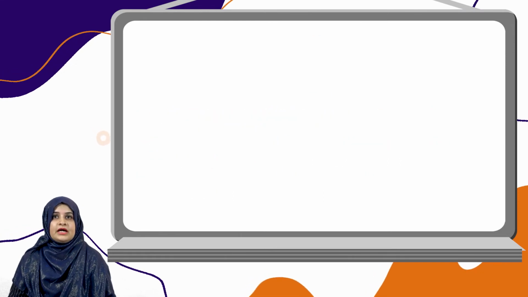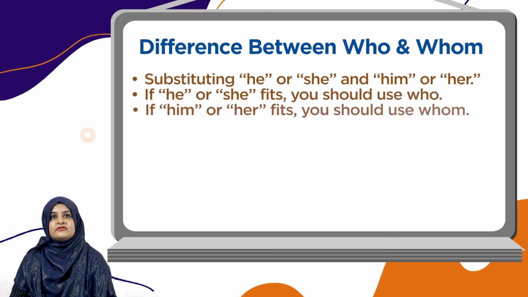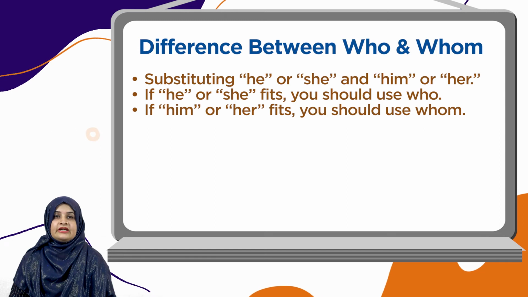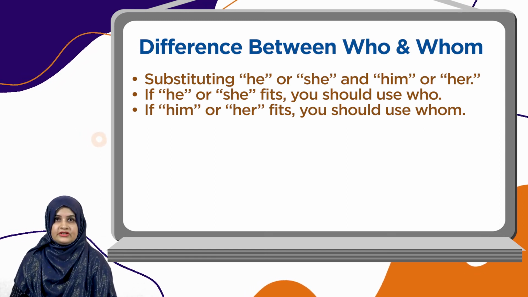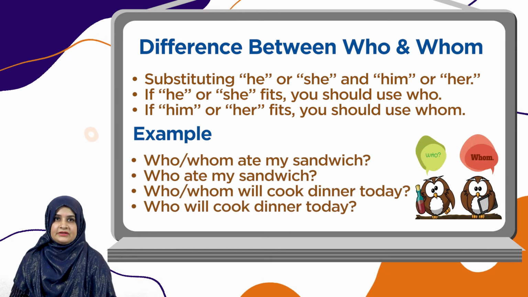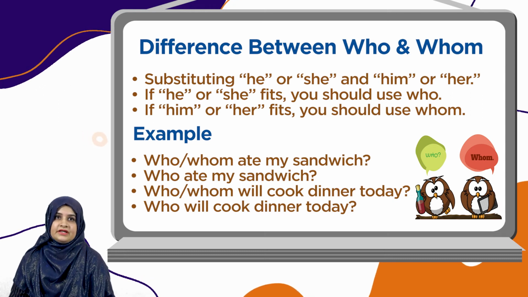Now we will find how to spot the difference between who and whom. We can spot the difference by substituting he or she and him or her. If he or she fits, you should use who. And if him or her fits, you should use whom. For example, who or whom ate my sandwich? See, he or she fits, that is why who ate my sandwich.